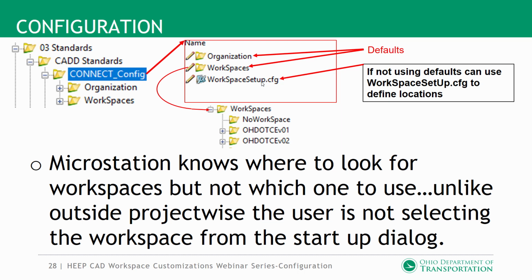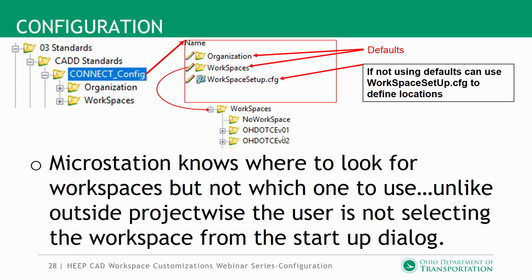Okay, so just like outside of Projectwise, if you have your organization and your workspaces folder right here inside your configuration location, those are the default values. So you actually don't need a workspace setup config file if you're going to have these here, because those are the default values. So you could get away with not using that if you're going to use the defaults. So if I take a look inside my workspaces folder, I can see I have two different versions of the OHDOT standards here for Connect Edition.